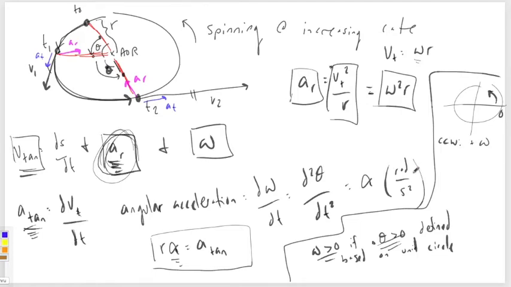All right. How about alpha? Well, alpha is going to be positive. Well, let me say this. If rotation is speeding up, then you know that alpha and omega point in the same direction.